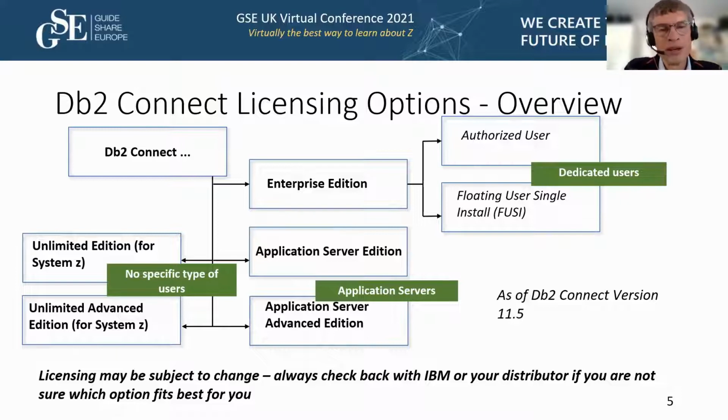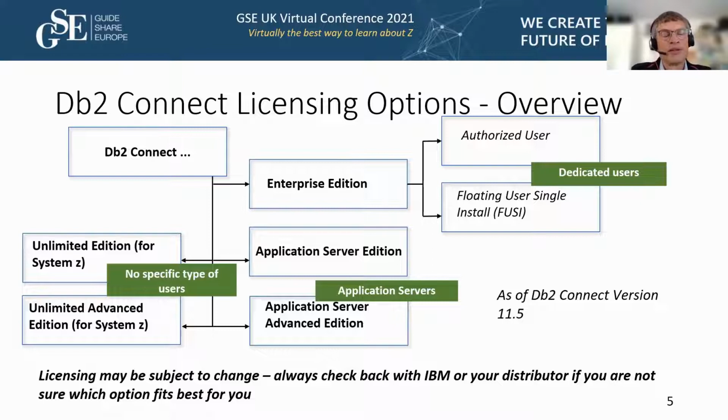The second flavor is the Application Server Edition. As the name implies, this is mainly aimed at installations with an unknown number of end users, because they use a web application, and the application server behind it is running the DB2 client application and connecting to the mainframe. The price of the Application Server Edition goes along with the capacity of the application server and does not depend on the number of end users.